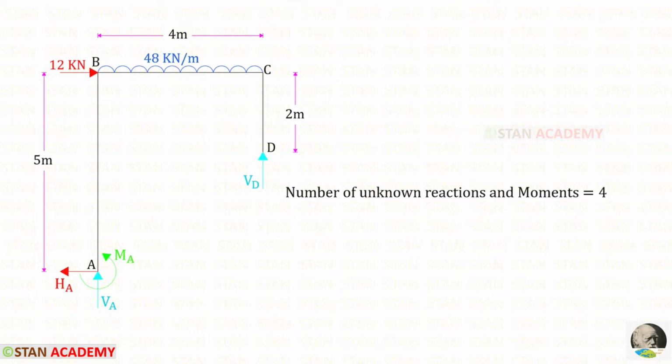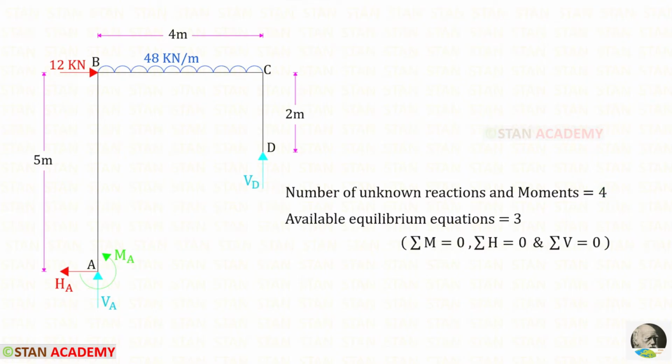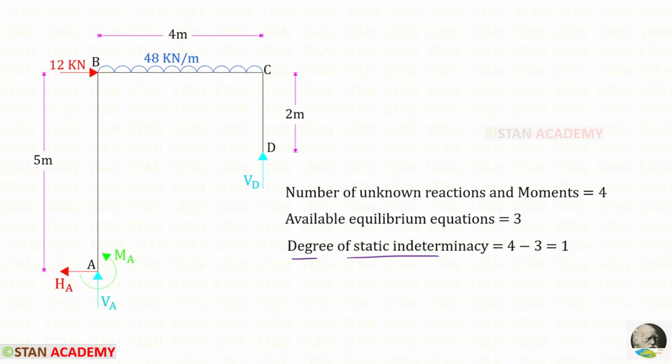In this frame, the number of unknown reactions and moments is 4. At point A, we have the horizontal reaction, vertical reaction and moment. And at point D, we only have a vertical reaction. So totally 4. The available equilibrium equations are 3. The degree of static indeterminacy will be 4 minus 3, so it will be 1. Let us keep VD as the redundant.